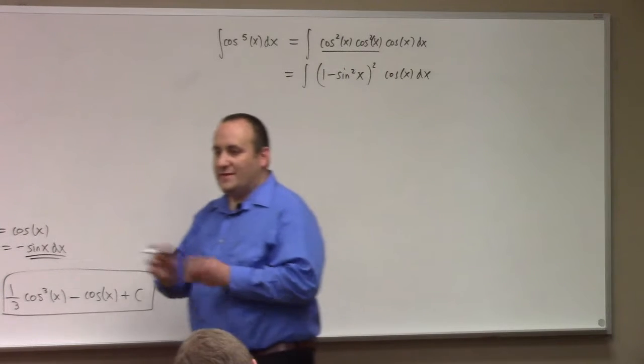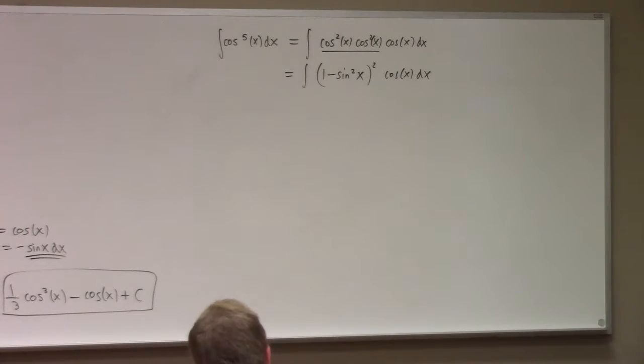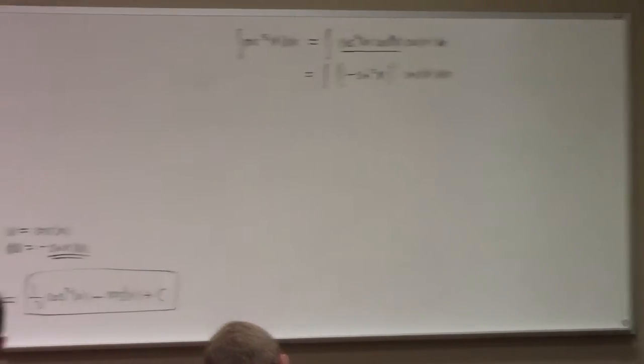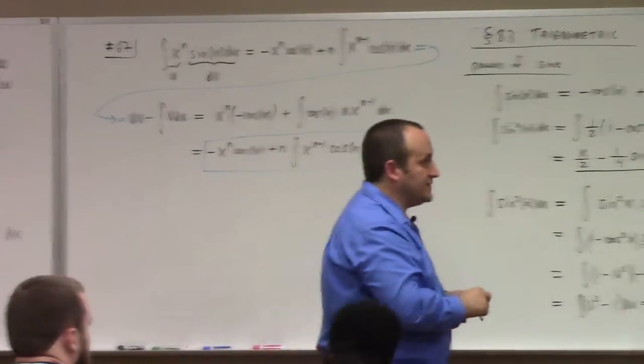So the idea is if you have an odd power of sine or cosine, you can split off an even factor of it, convert it to the opposite thing, either sine or cosine, and then you'll have one leftover sine or cosine, you can make the du, and so we can make a u substitution for odd powers just like this.